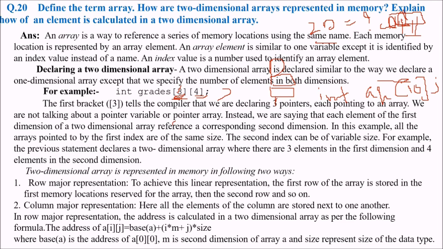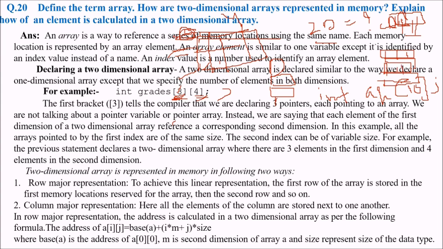Okay, so let me represent it here. It is like this. Say we have 3 rows, 1, 2, 3 rows. So there are 3 rows and 4 columns. So what we are saying is we have 3 pointers which are pointing to these rows, and each row will contain 4 elements. So you can assume it to be 3 different rows in memory, and each row will have 4 columns.